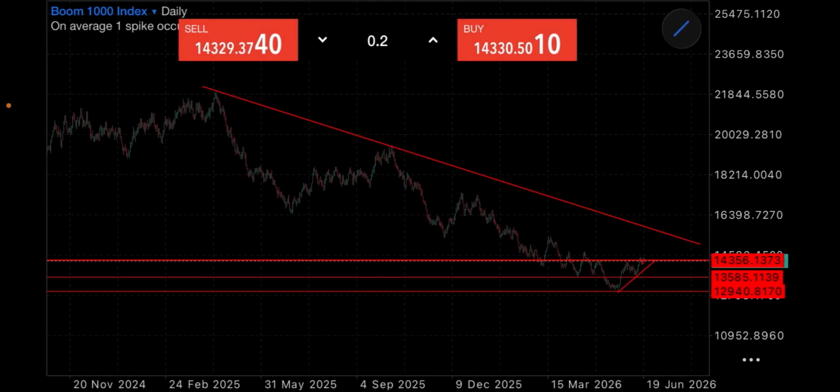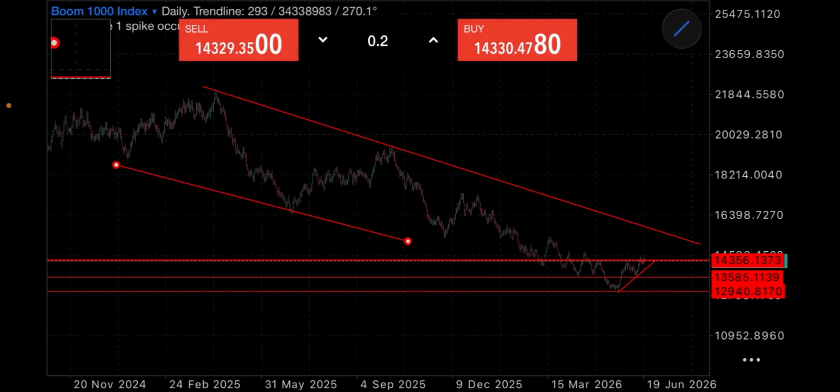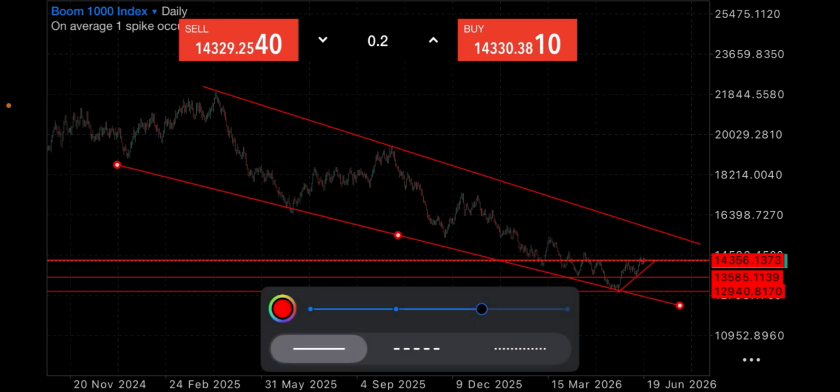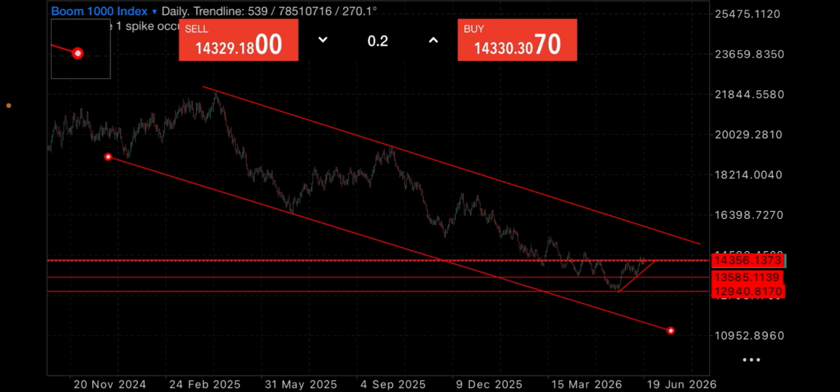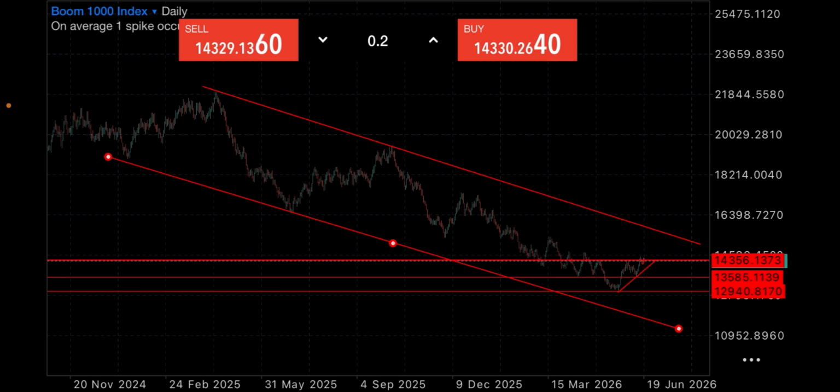Well, let's just say a channel is made of trend lines. The only difference is that one goes under and one goes on top. Here we're trying to create that, but we can't actually tell at the moment what is possibly going to happen. But what we are saying here on the daily time frame is a downtrend.